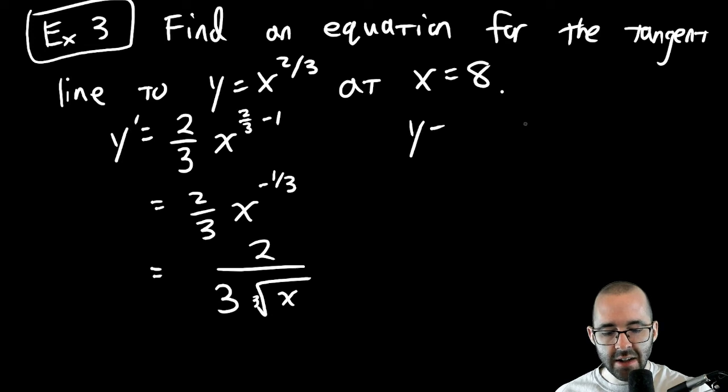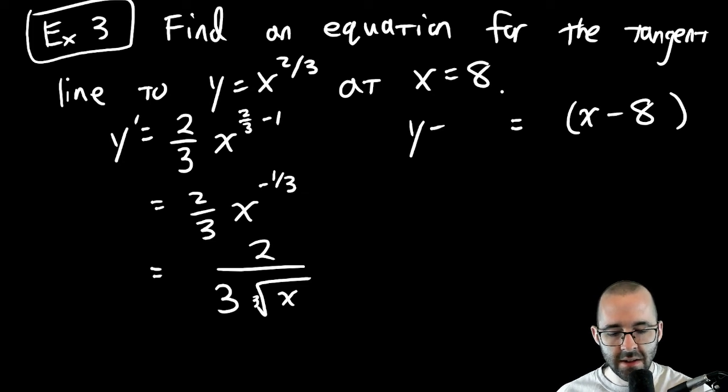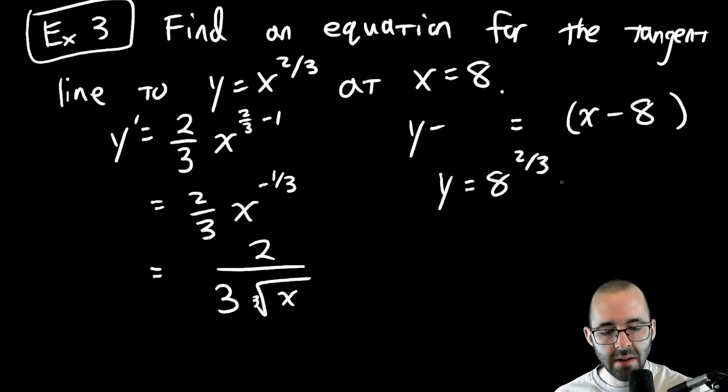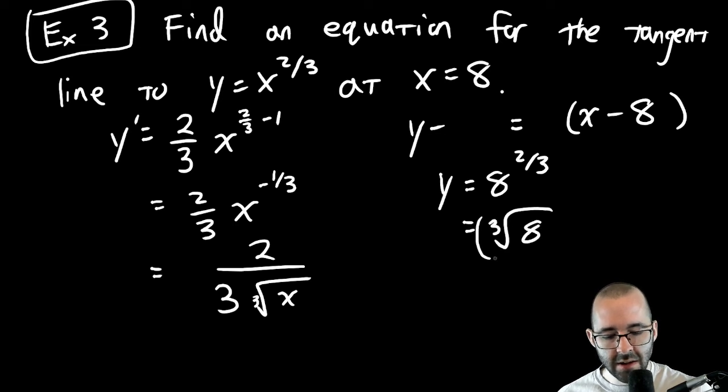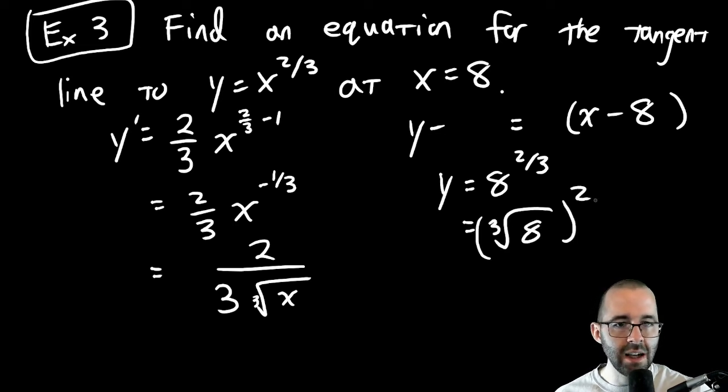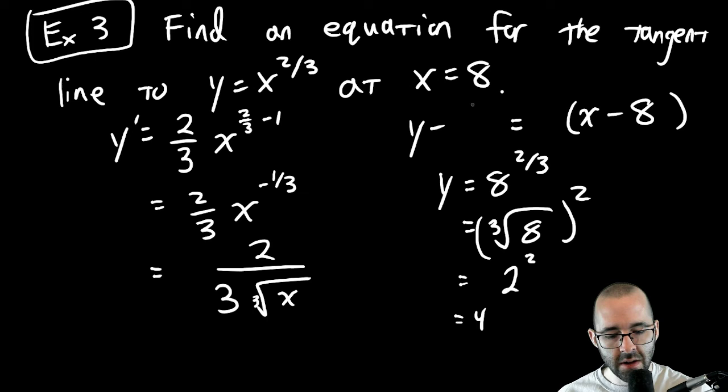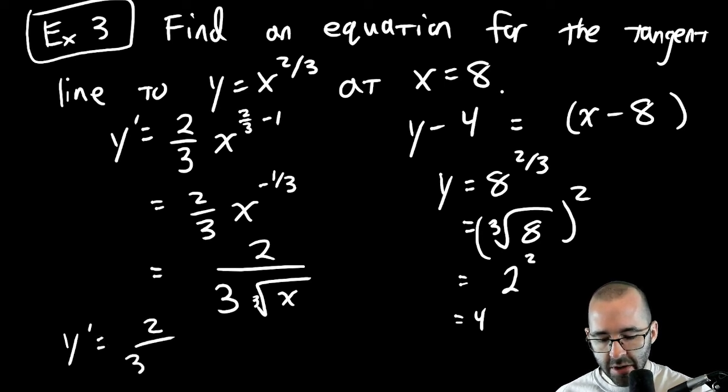So the equation of the tangent line is y minus the y value equals the slope times x minus the x value, which is 8. We don't know the y value. We can plug in x equals 8 to get the y value. That's the cubed root of 8 squared, the denominator becomes the index of the radical. Cubed root of 8 is 2. 2 squared is 4. That's our y value. And the derivative here, when x is equal to 8, is 2 divided by 3 times the cubed root of 8. 2 divided by 3 times 2, or 1/3.